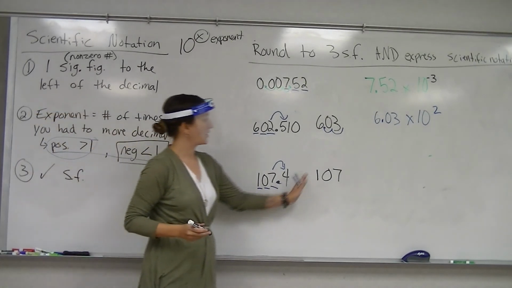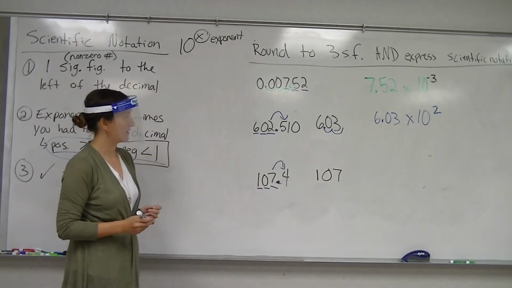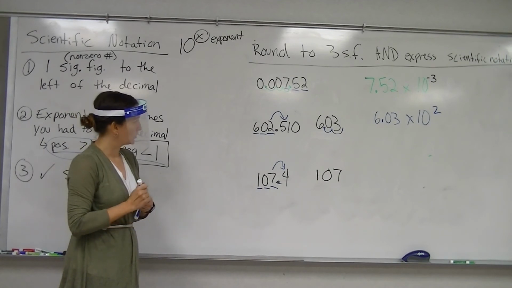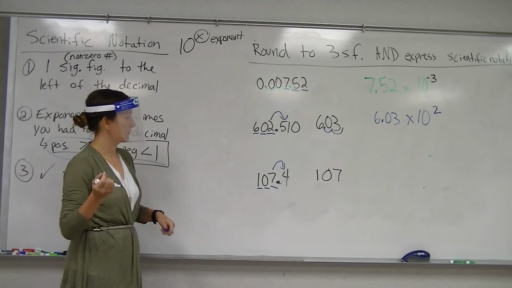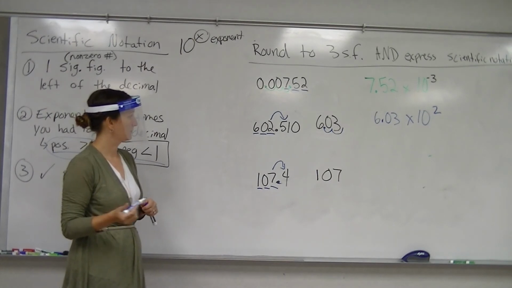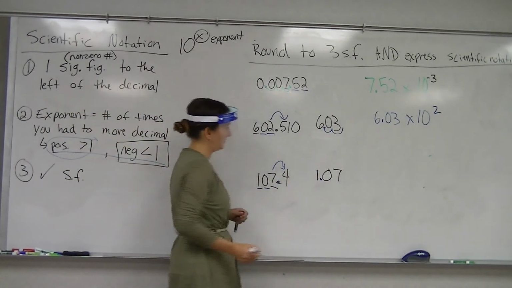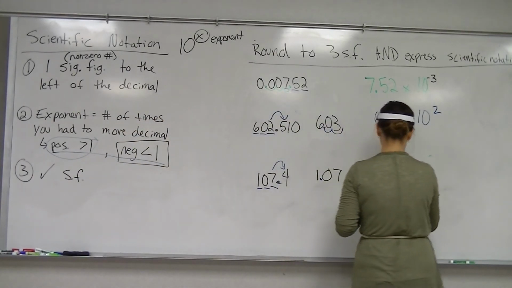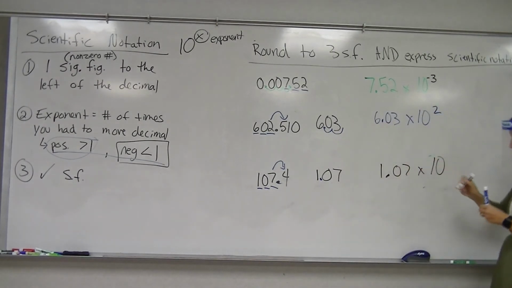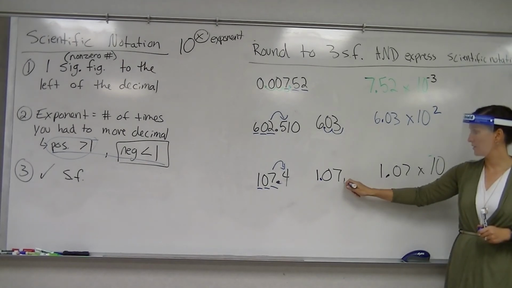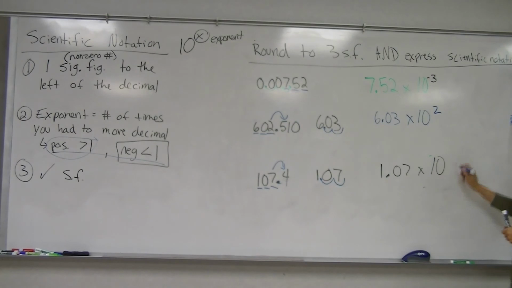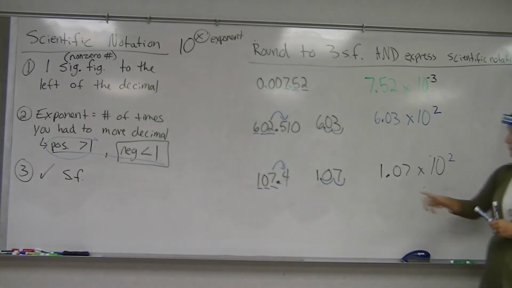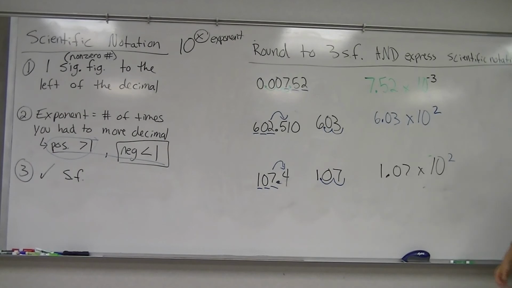Now we're going to take 107 and express it in scientific notation. Where is my decimal point going to go? Between the 1 and the 0. So we have 1.07 times 10 to the, so how many times do we have to move the decimal? What's our exponent going to be? We start at the end of the number: 1, 2 times to get it there. And we moved to the left. The number was greater than 1, so it stays positive.